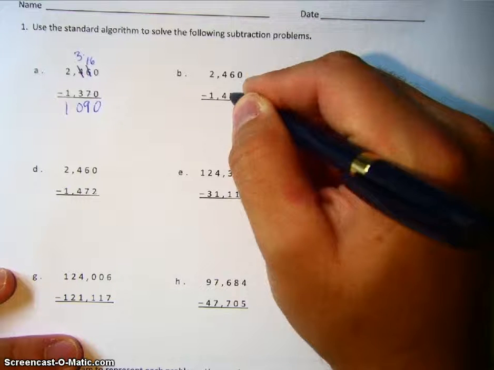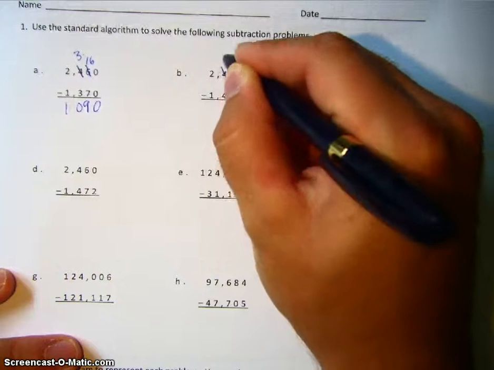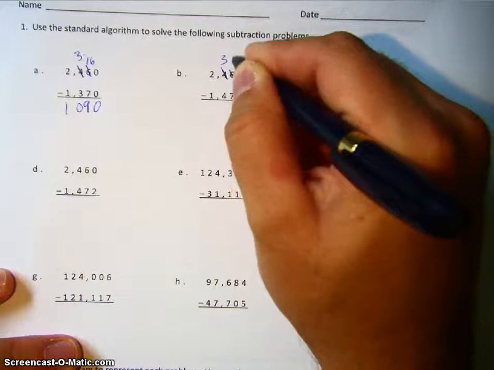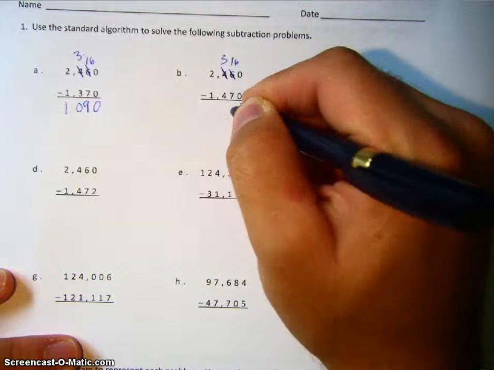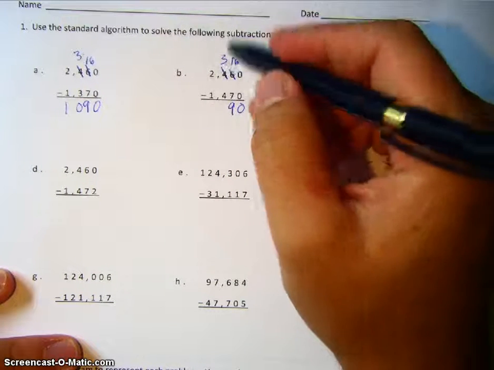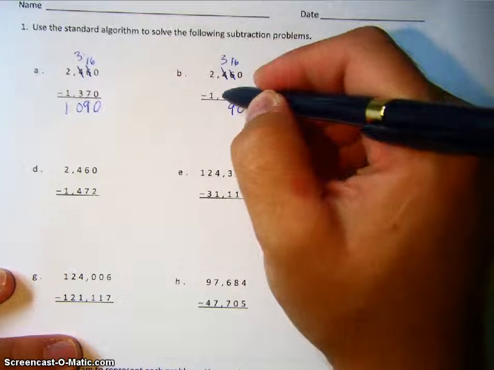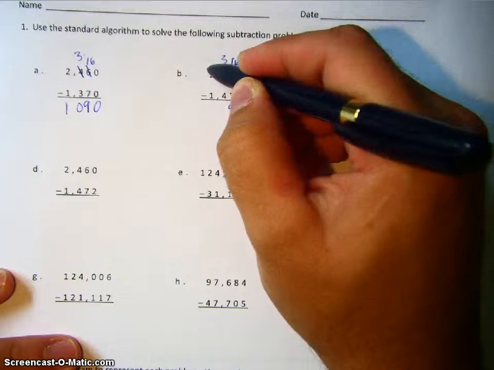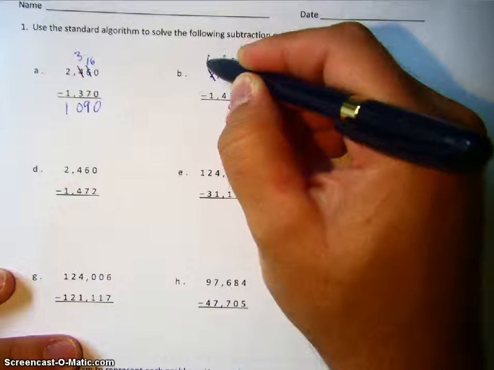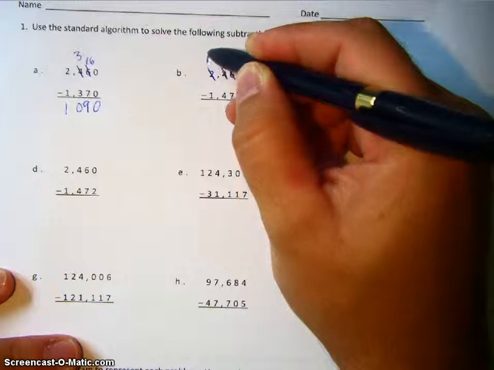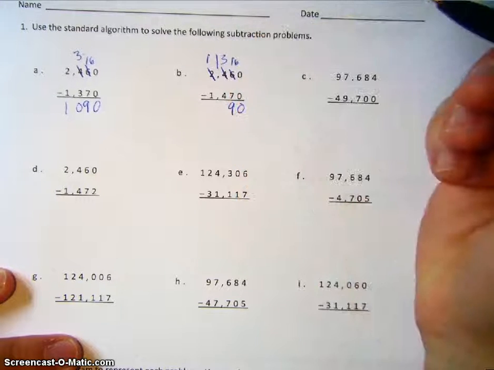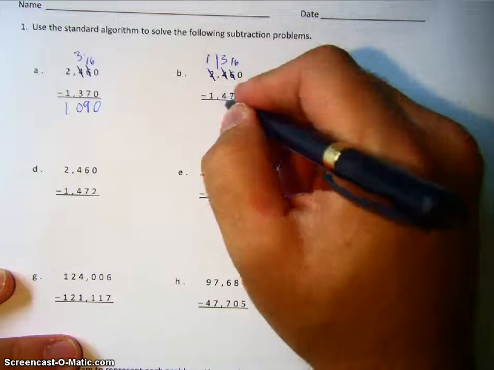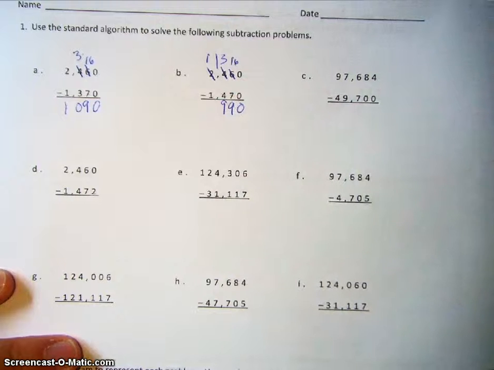Okay, so we're going to follow the same steps. So 400 becomes 300, and our 6 tens becomes 16 tens. 16 minus 7 is 9. Now this is where it gets a little bit different. 3 minus 4, we need to have more. So 2 thousands becomes 1,000. And we're going to take 1,000 and turn it into 10 hundreds. So now we have 13 minus 4 is 9. So now we get 990.